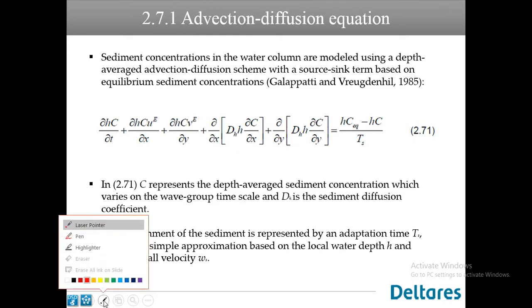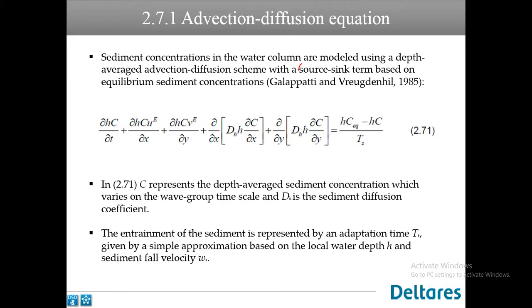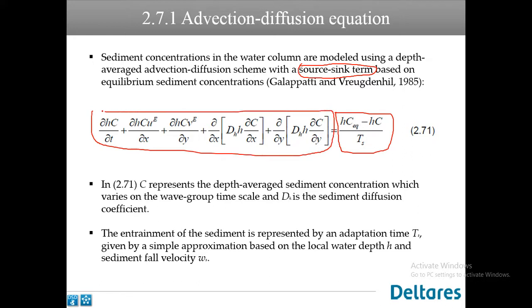The source sink term will always be on the right hand side of the equation. This is like Newton's second law, where the advection and diffusion happen and are balanced by the source sink term, because this source term is very important for the bed level elevation, for the morphology. And it defines the erosion and deposition phenomena.